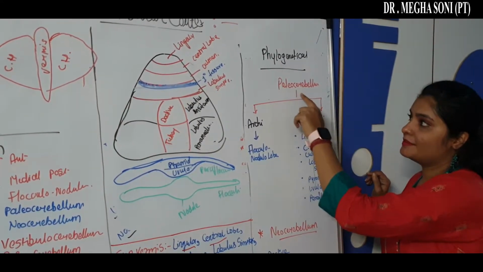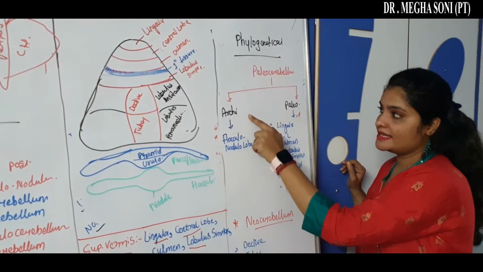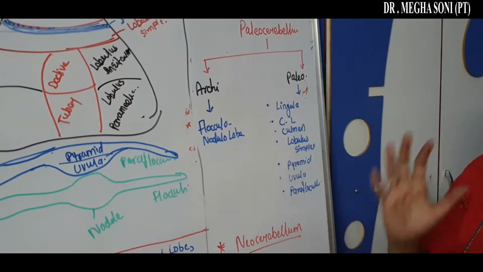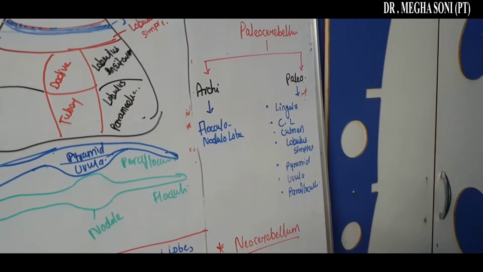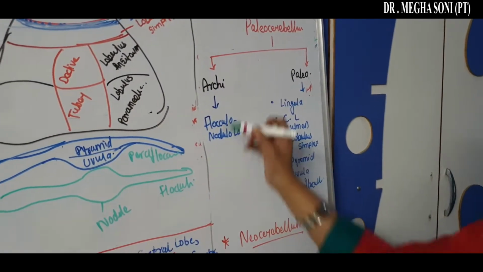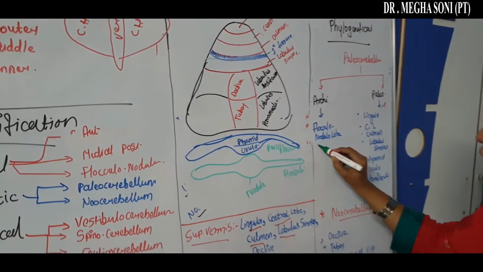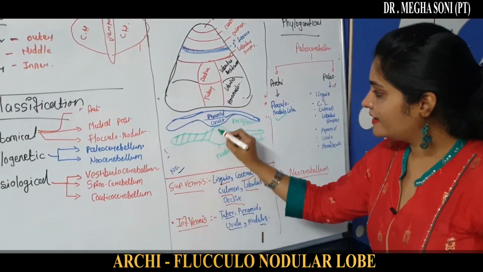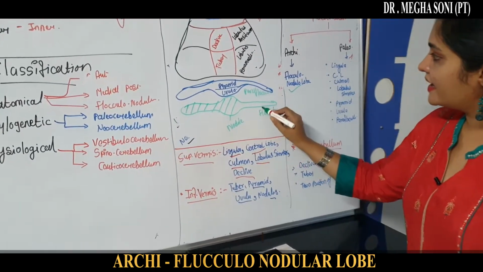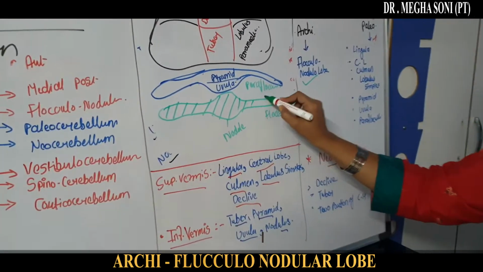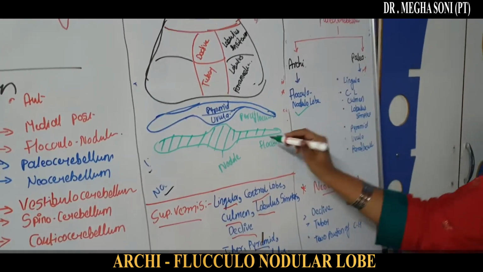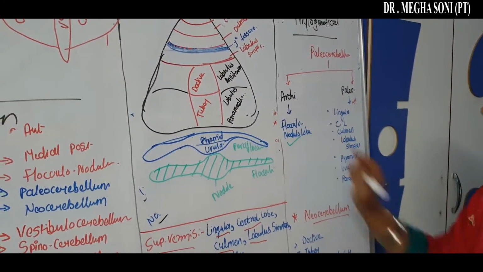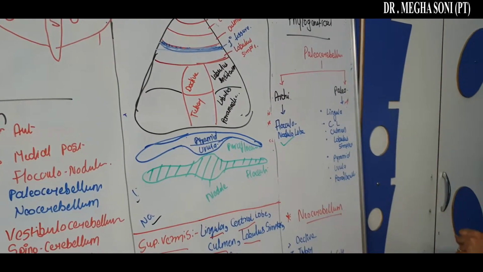So again, paleocerebellar divides into two, archicerebellar and paleocerebellum. Archicerebellar is again the oldest structure of the cerebellar hemisphere. Archicerebellar includes the flocculonodular lobe. Anatomically also this lobe is called the flocculonodular lobe. Phylogenetic classification wise, this flocculonodular lobe is called archicerebellar because it is the oldest structure of the cerebellar hemisphere.